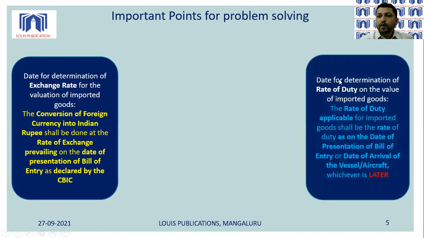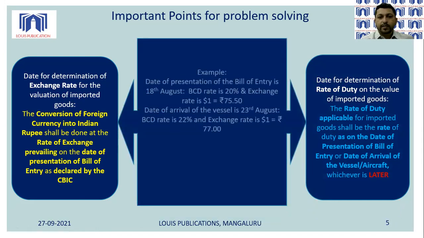Next, we'll talk about the date for determination of the rate of duty on the value of imported goods. The rate of duty applicable shall be the rate of duty as on either the date of presentation of the bill of entry or the date of arrival of the vessel or the aircraft, whichever is later, whichever is the latest. That date will be considered, and the rate of duty on that date will be used for calculation. Let's take an example.